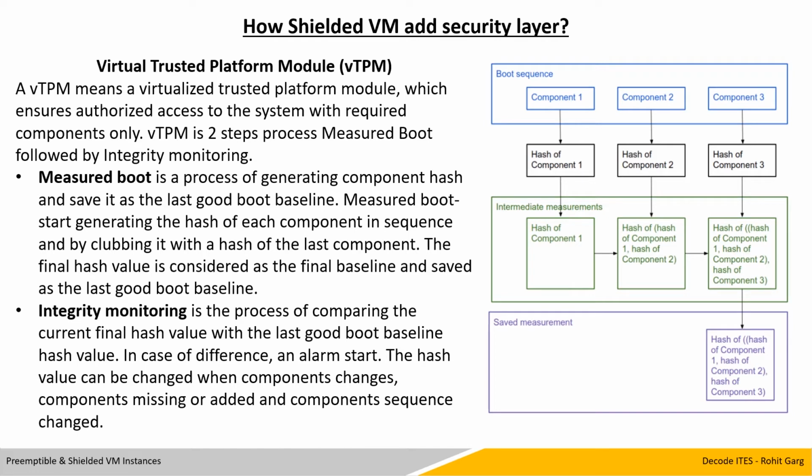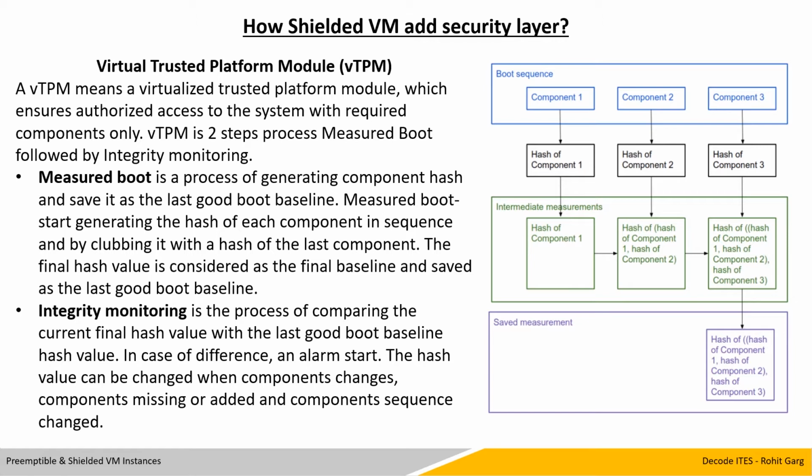Next is Virtual Trusted Platform Module, vTPM. A vTPM, or Virtualized Trusted Platform Module, ensures authorized access to the system with required components. vTPM is a two-step process, measured boot followed by integrity monitoring. Measured boot is a process of generating component hashes and saving them as the last good boot baseline. Measured boot starts generating the hash value of each component in sequence by combining it with the hash value of the last component. The final hash value is considered the final baseline and saved as the last good boot baseline.